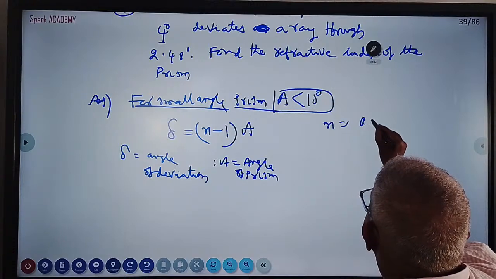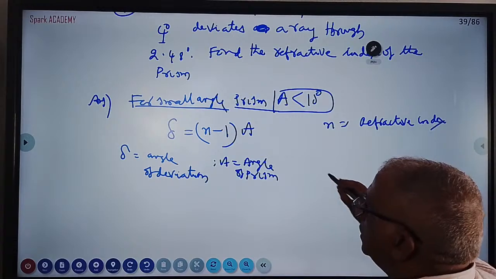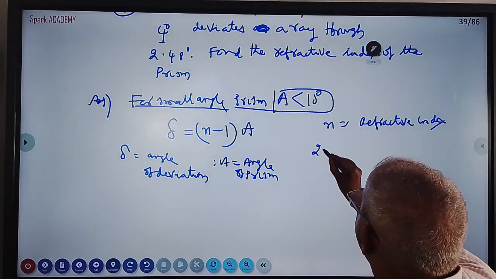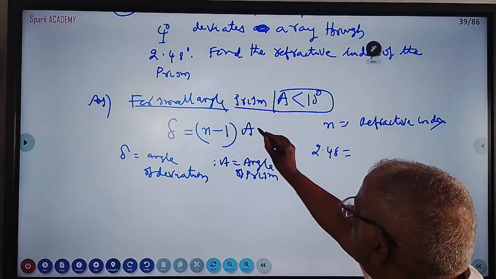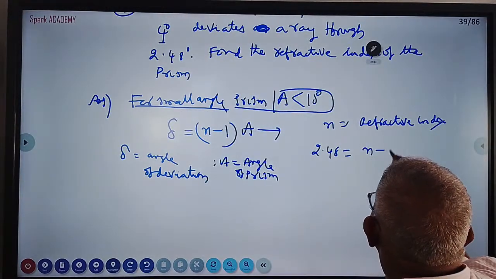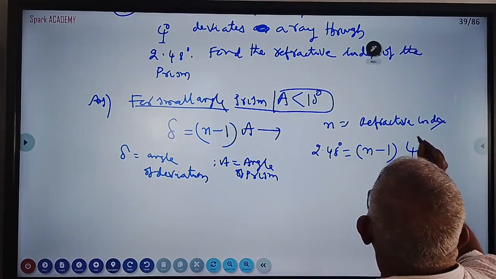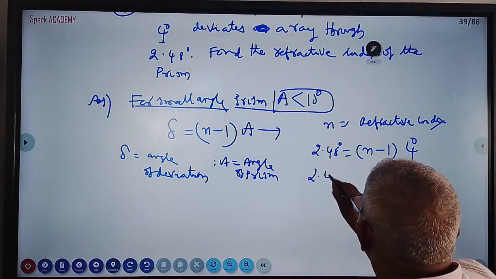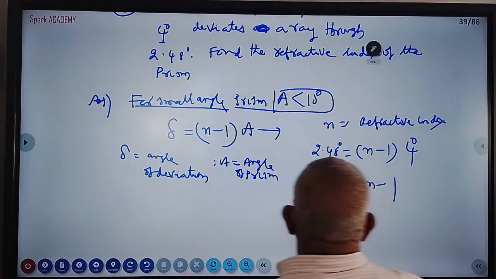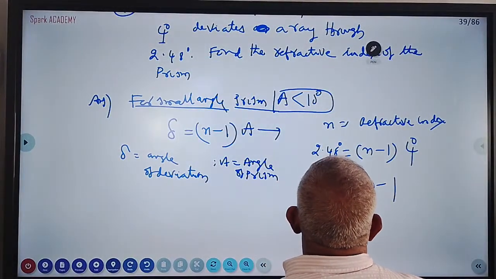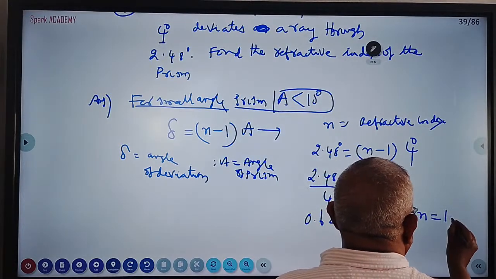n is the refractive index. So delta, how much is given? Delta is given as 2.48. Substitute in this formula. n I have to find out, and for the small angle prism A is 4 degrees. So 2.48 by 4 is equal to n minus 1. It comes as 0.62. It implies that n is equal to 1.62.